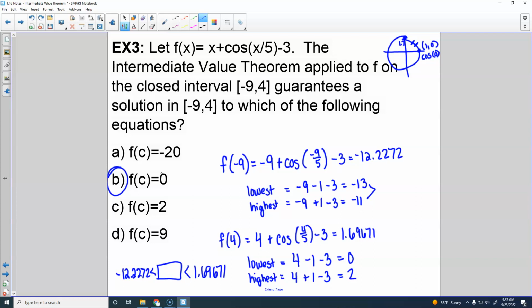I can't remember if that was calculator active or not. It's much easier if it is calculator active because you don't really have to think about what those values could be. But all of these are not applicable because these values do not fall between those values of your endpoints. Okay, does that make sense?